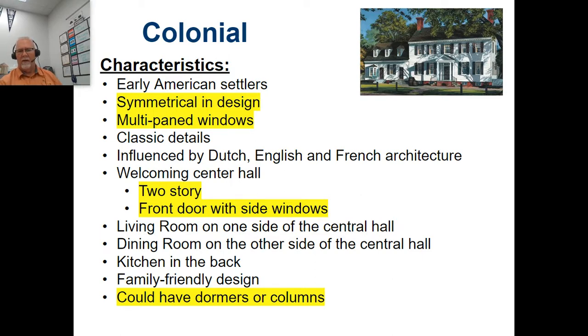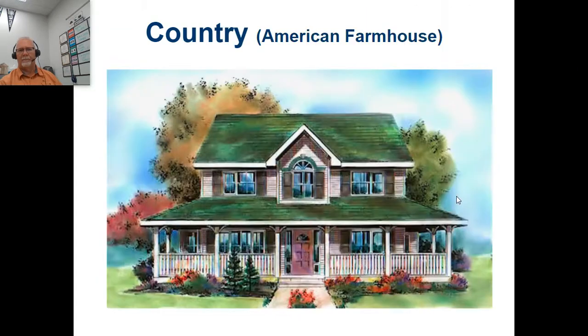service area. Very family friendly design, very open feel for your living areas, and of course your bedrooms, most commonly upstairs in a house like this. It could have dormers or it could have columns. Those are pretty popular with a big colonial house, as you see here. The next one is a country.